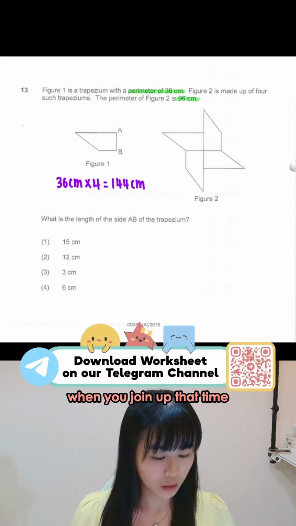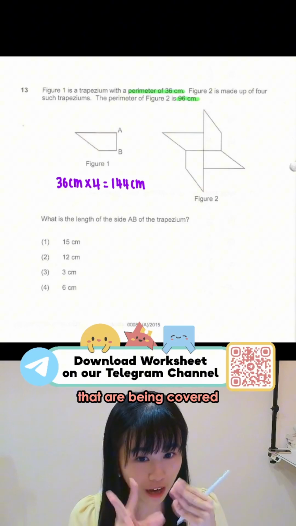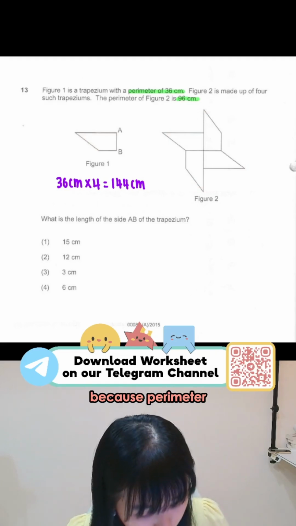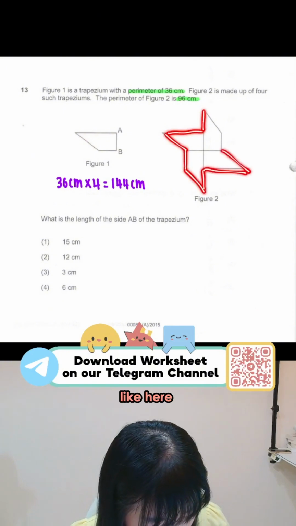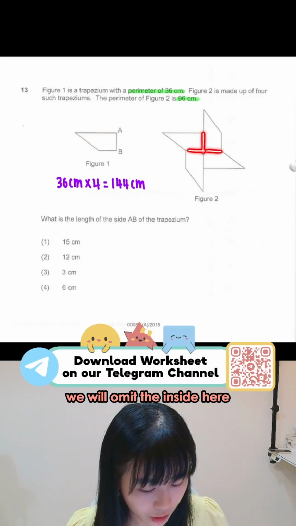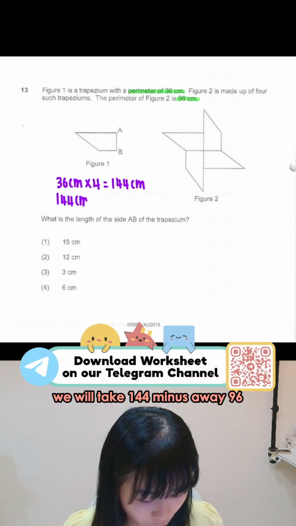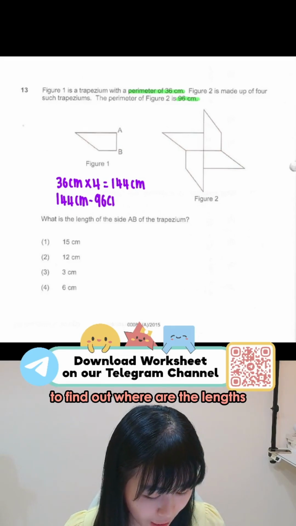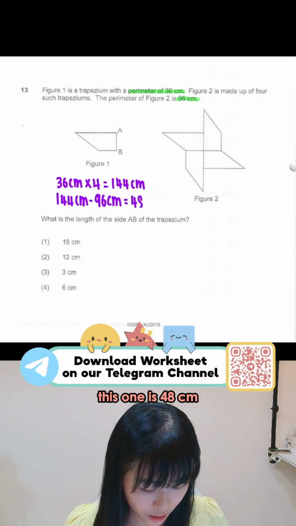But then you realize, when you join, at that time the perimeter becomes less. Why? Because there are some parts that are being covered, not included in perimeter, right? Because perimeter now will only calculate the outside, like here, correct? We will omit the inside here. So which also means our next natural step is we will take 144 minus away 96 to find out where are the lengths that are hidden inside. This one is 48 cm.